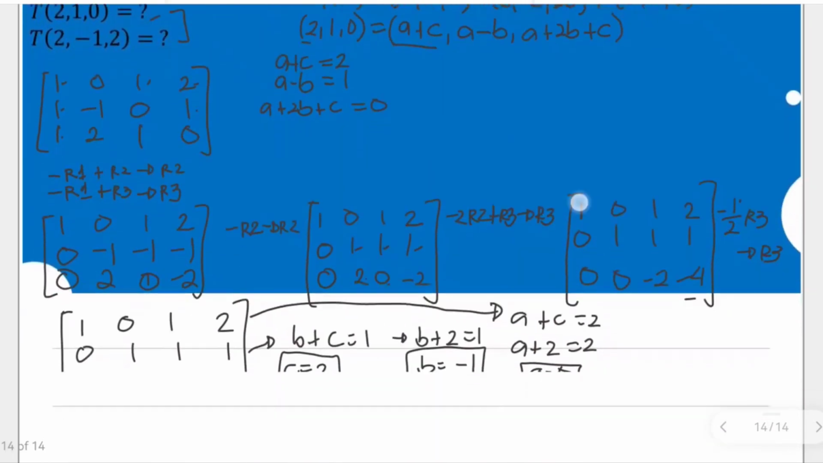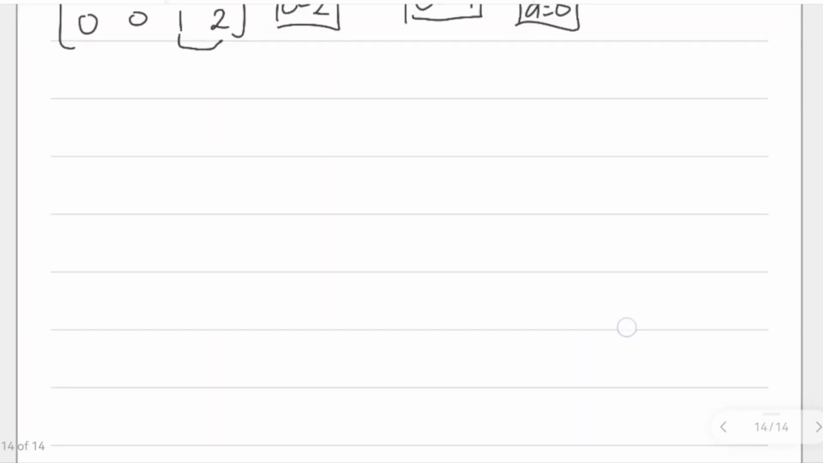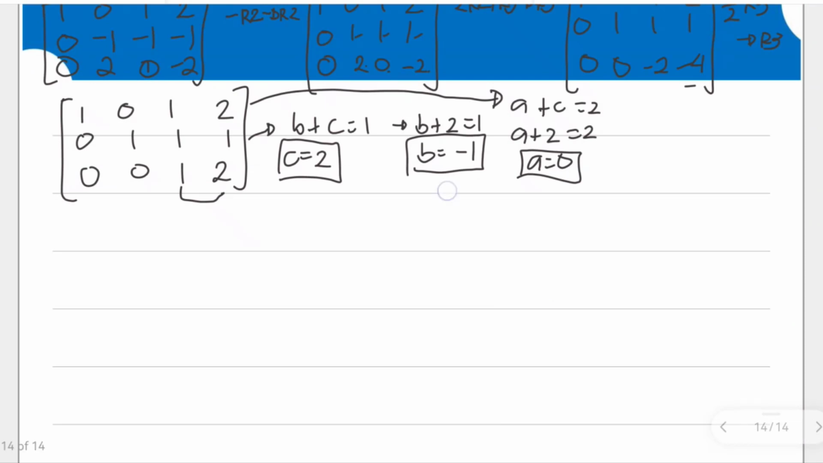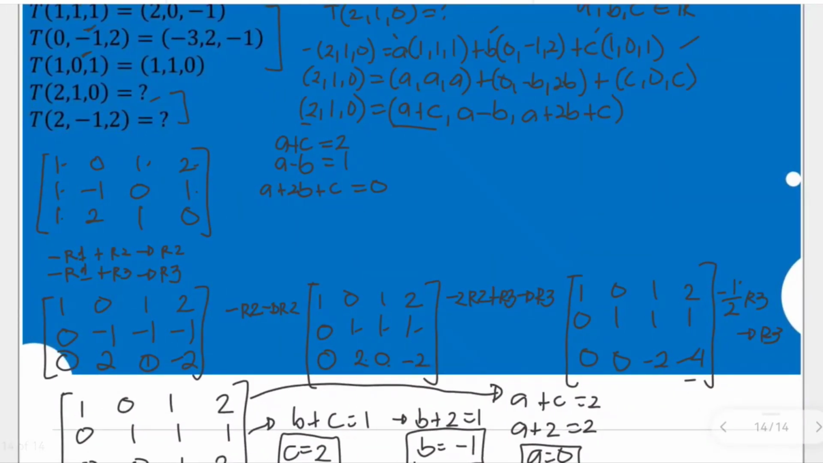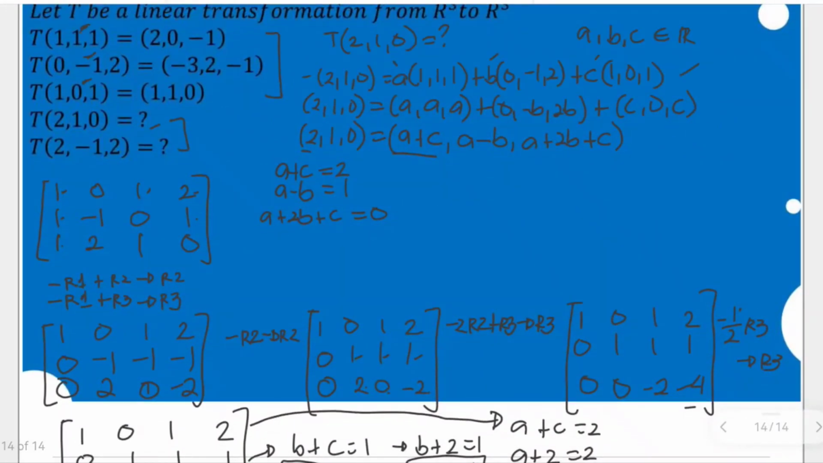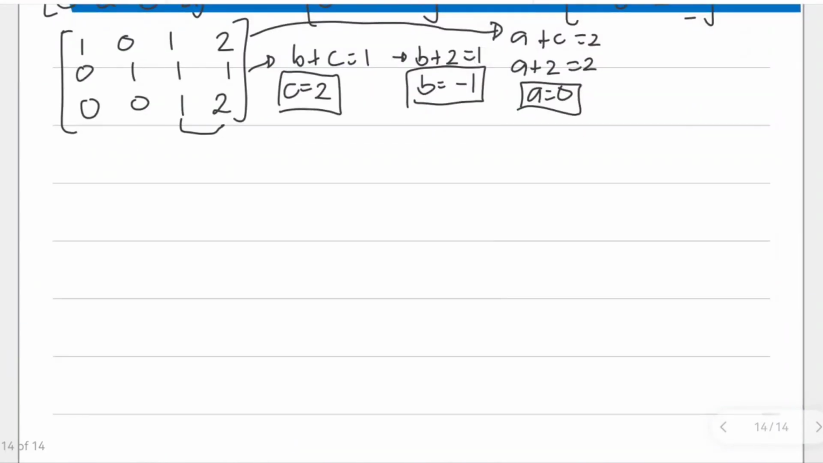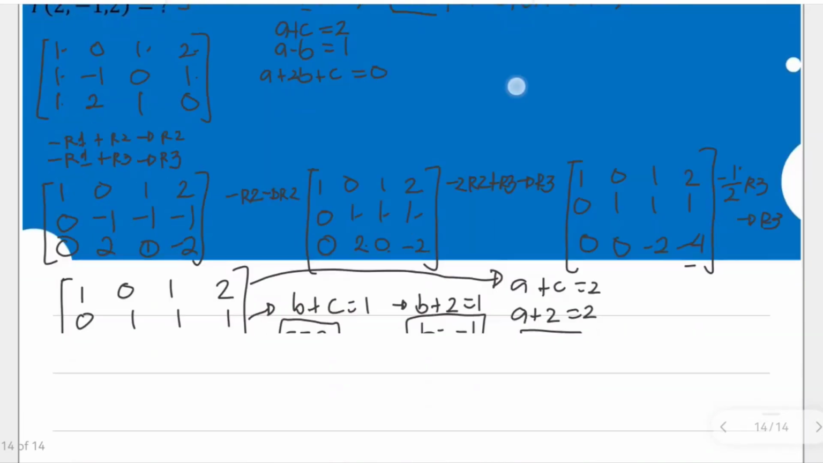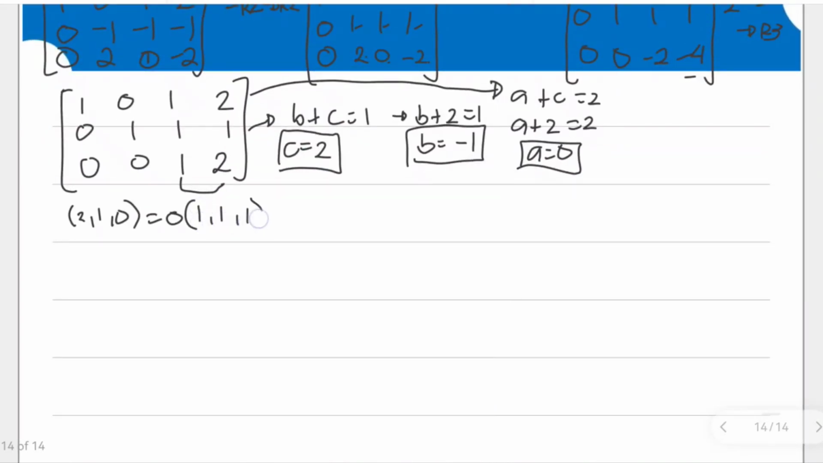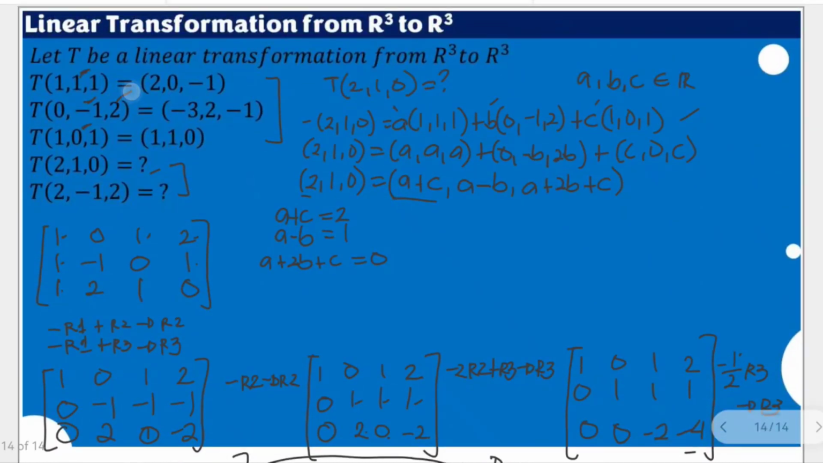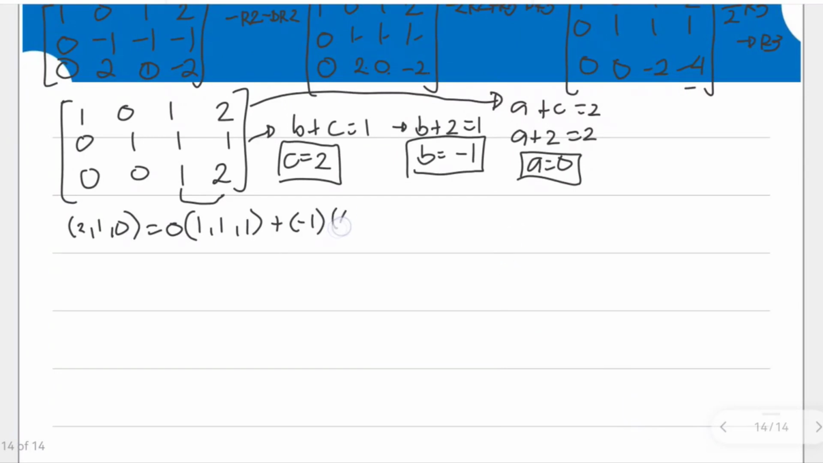So what happens now is you're going to use that here. Let's go back. I don't know if this space here is enough, but let me rewrite this one here. 2, 1, 0 is A. So 0 of the first, 1, 1, 1. Plus B, which is negative 1 of the second, 0, negative 1, and 2. And plus C, which is 2 for 1, 0, 1.